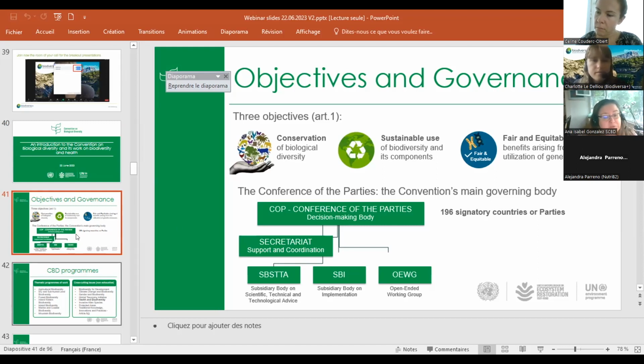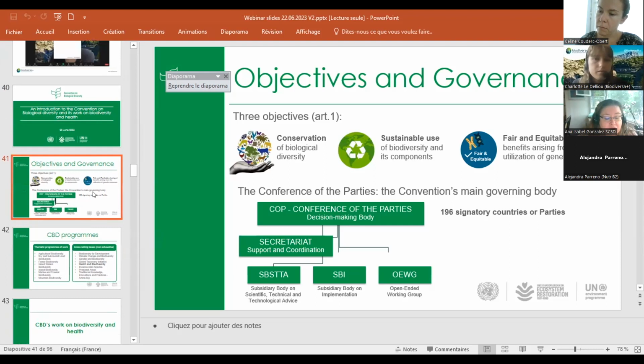The Conference of the Parties is the Convention's main governing body. Because the Convention is a framework treaty, many of its provisions require further elaboration in order to provide a clear set of norms to guide states and stakeholders in their management of biodiversity. This set of norms is developed through decisions made by COP, called COP decisions. Under normal circumstances, the Conference of the Parties meets every 2 years. Sometimes extraordinarily, parties can convene if needed and agreed.